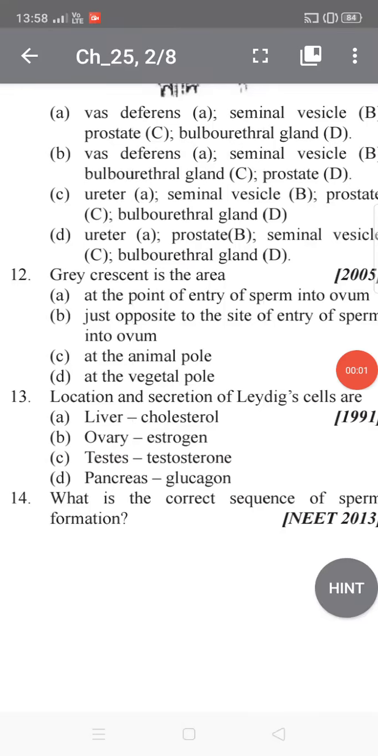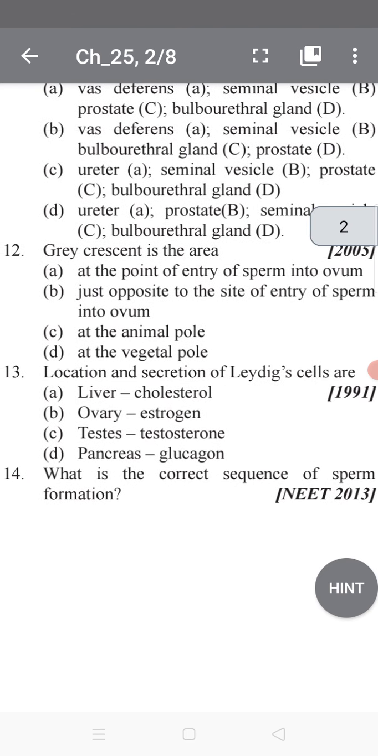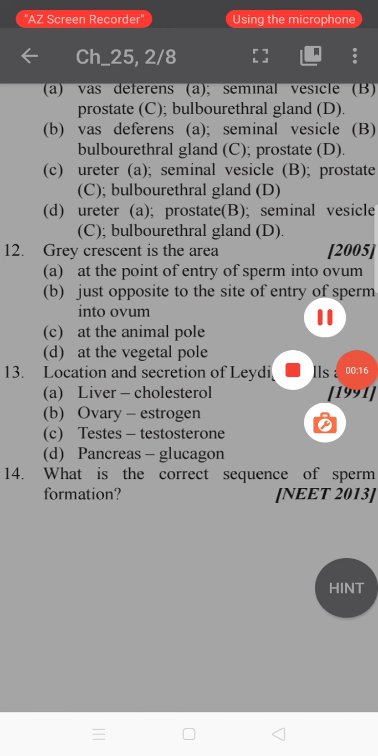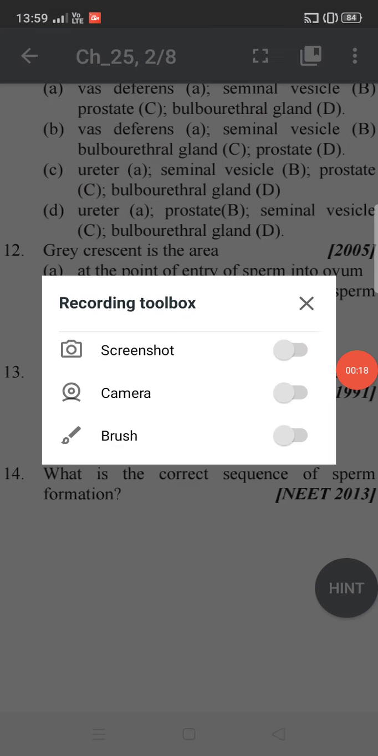Hello, students. Today we are starting the new topic in our chapter, human reproduction, that needs previous year question papers. Now, let's start. Question number 13. So, what is question number 13?